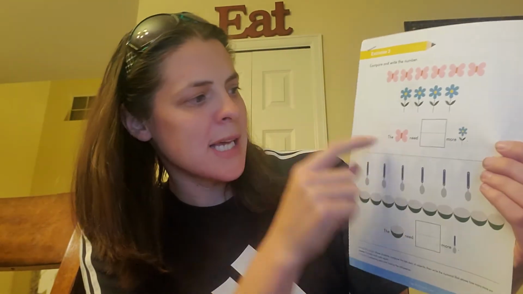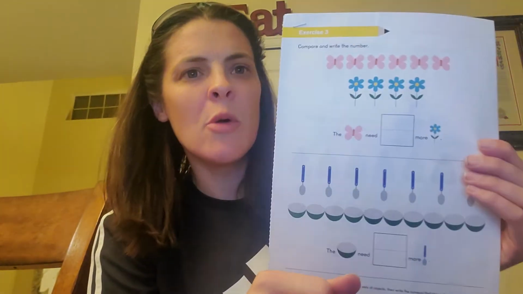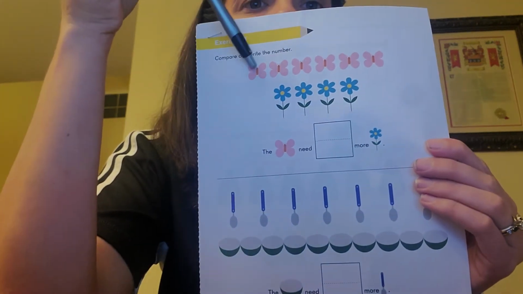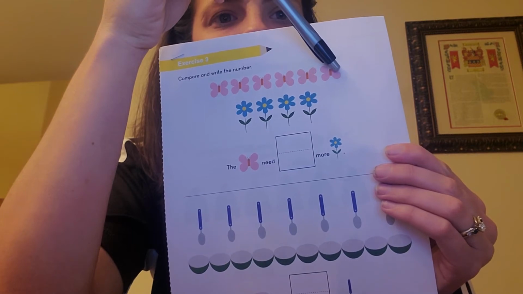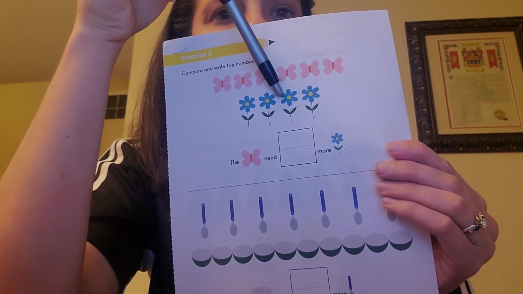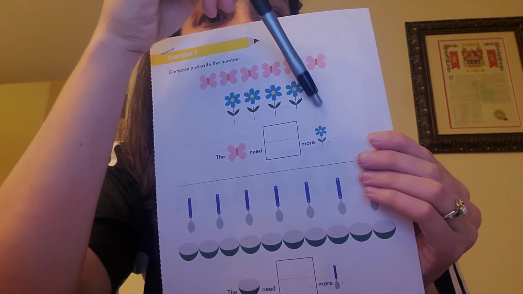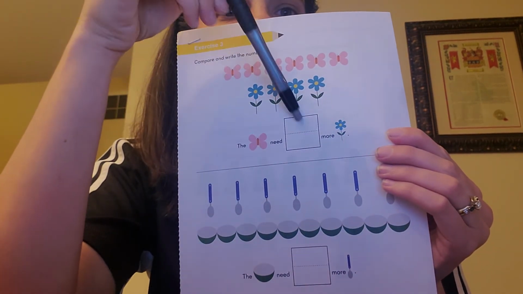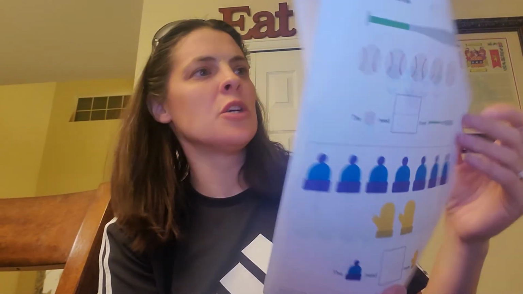So it says the butterfly needs blank more flowers. So how many more flowers do we need? Okay, look. 1, 2, 3, 4, 5, 6. 1, 2, 3, 4. Go ahead and draw another one. That would be 5. Draw another, and that would be 6. We would need 2 more. Okay, you're going to do the same thing down at the bottom. Same thing on your baseball page.